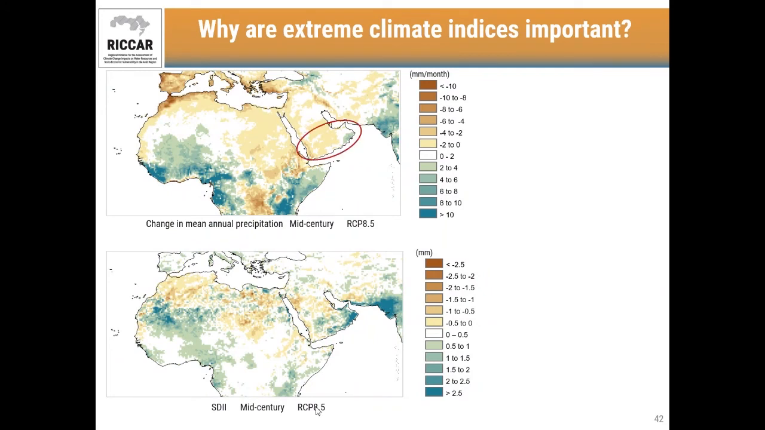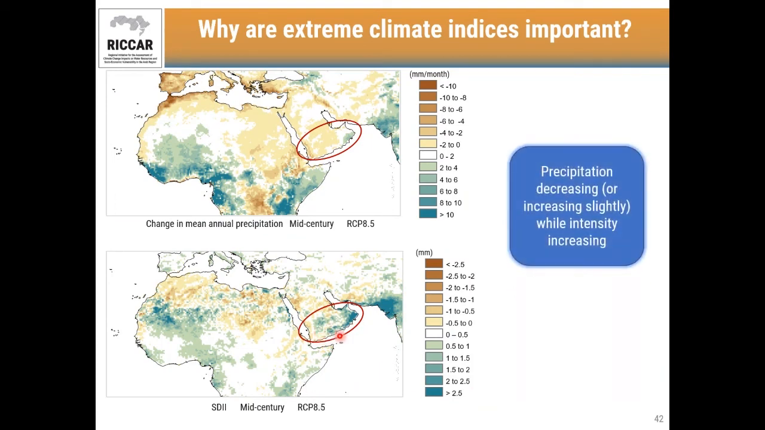So, for example, if we look in the upper graphic at precipitation here in Oman and Yemen, we see a general decline in precipitation for mid-century RCP 8.5, except for this little corner here, which is showing increasing precipitation. But the lower graphic is SDII, which is a parameter that describes the intensity of precipitation. So although generally precipitation is declining, when it does occur, we could see that it is increasing in intensity. This is important if we were to look at flooding, flash flooding, and might be important when we're looking at infrastructure. So this is just one example of how an extreme climate index can be important for a further assessment of what is exactly happening in your region of interest.